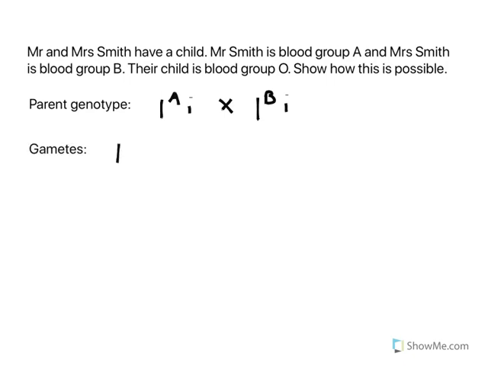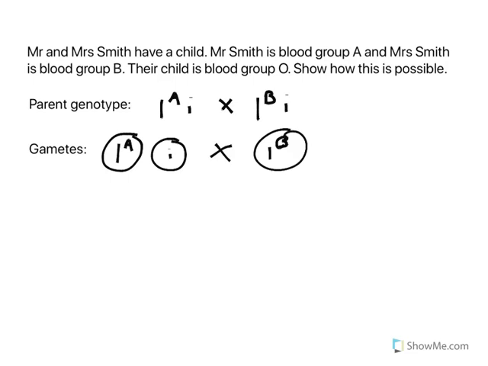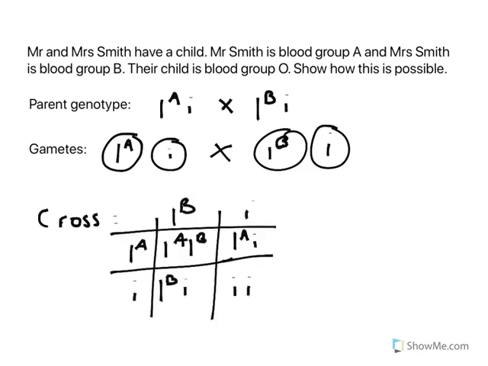Next we fill in the gametes, and complete the cross. And we can see from the cross that it is possible. Here's our blood group O person, or our blood group O child.